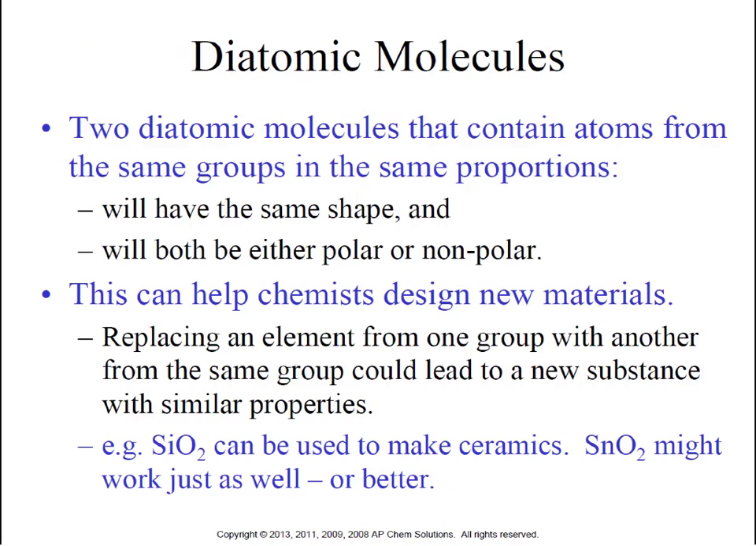By replacing one group with another one, like if we took silicon dioxide, which is basically sand, which you use in ceramics, and we replace silicon with tin, tin's going to be a little bit stronger than silicon is. This is a metalloid, and this is a poor metal. And so this one right here would be stronger. So if we replace it, hey, it's going to be the same shape. It's going to have the same polarity. So it's going to bond the same, fit the same, but it's going to be a little bit stronger. And so therefore, chemists can use that property to make new materials stronger, better, or just work more efficiently.